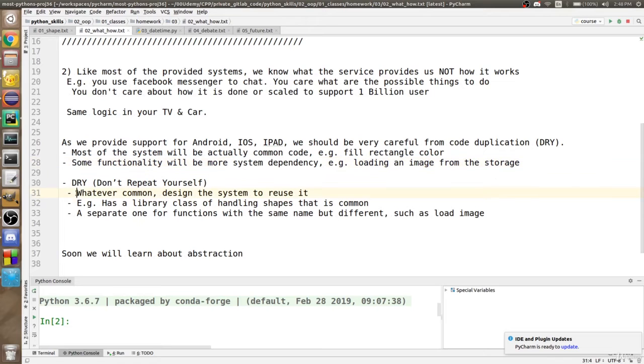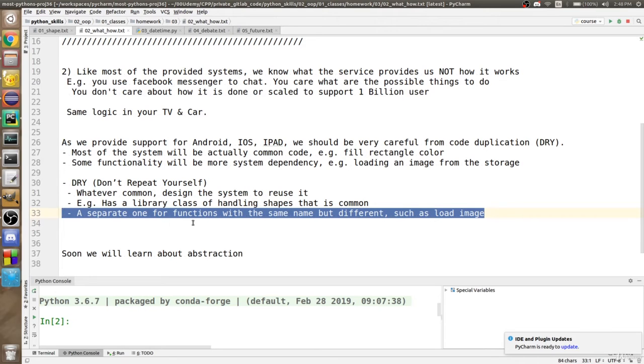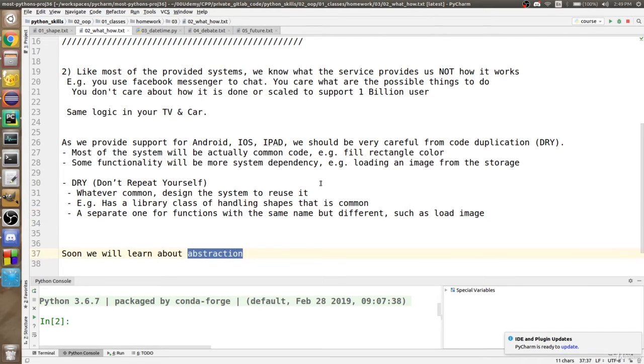Whatever you think is common in terms of the implementation, in terms of the how itself, you should think about putting it somewhere as a common place for everyone to use. And whatever is different, we should think about how to split it so that we can provide different implementations. This is very vague, very high level. Later when we learn about inheritance, composition, and abstraction, we'll understand more about that. Again, the target of the question is just motivating you for the next sections.